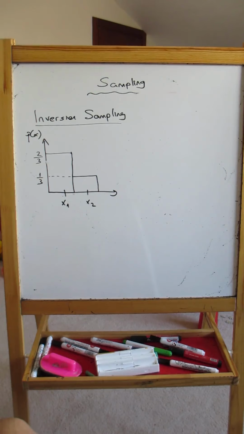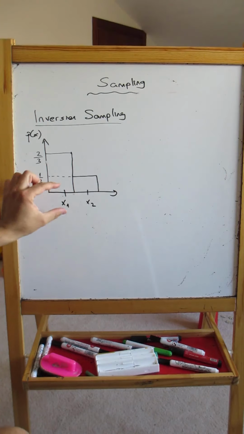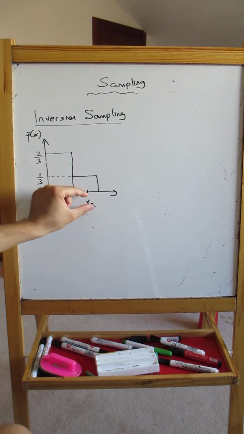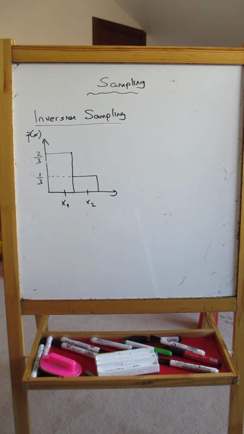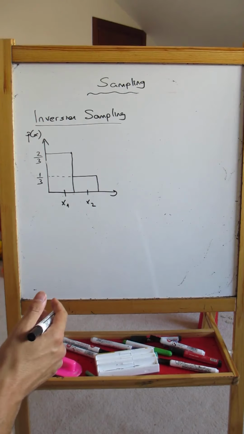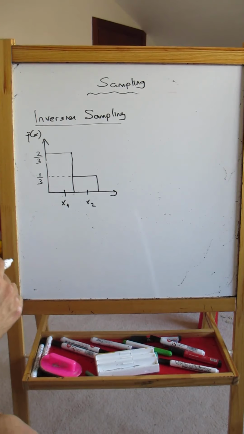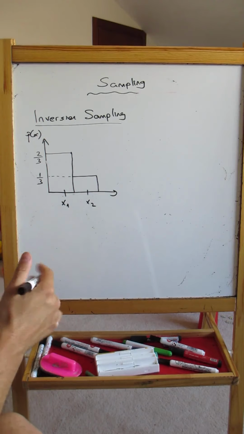Now, this is not uniform probability, right? So I have x1 and x2, and the probability of x1 is 2/3, and the probability of x2 is 1/3. Now I want to do sampling that is proportional to this probability. How can I do sampling proportional to this probability? This is where inversion sampling comes into the picture.